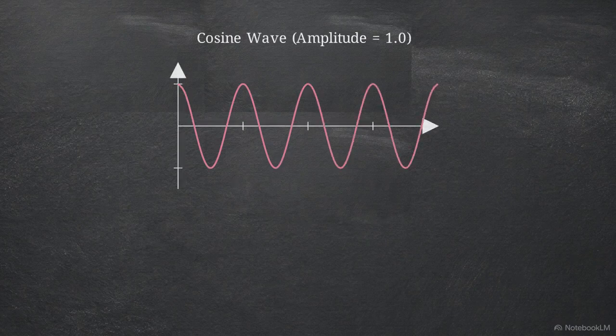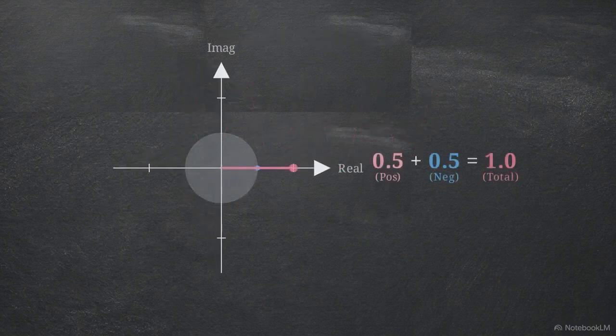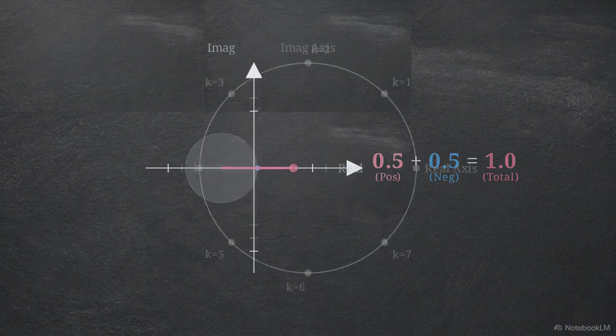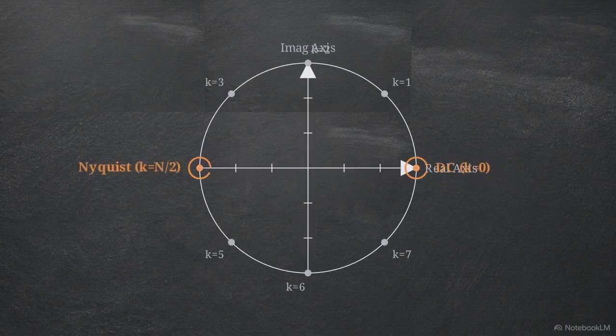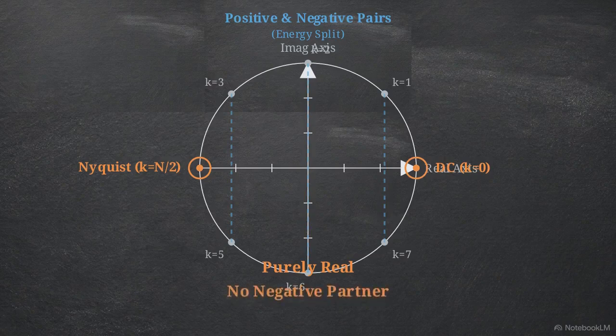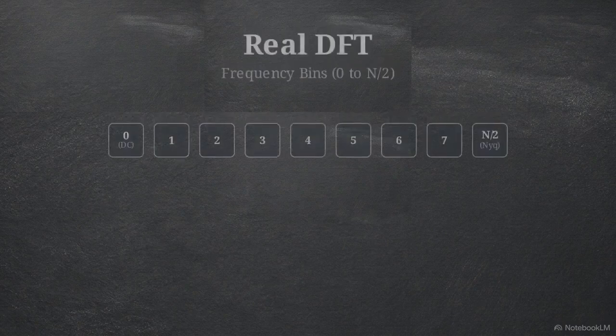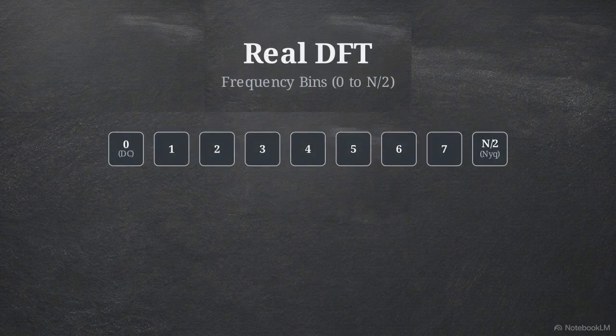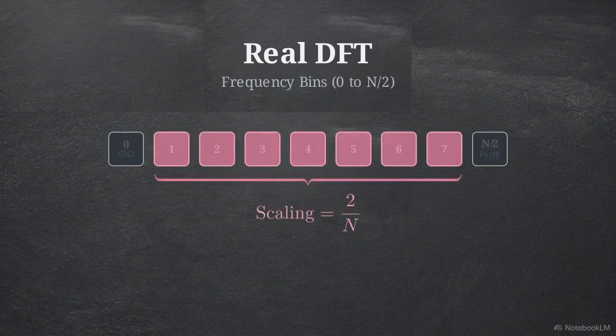This split affects how amplitude is scaled. A cosine wave with an amplitude of 1 is generated by two counter-rotating vectors, each with a length of 0.5. The energy divides equally between the positive and negative frequency pairs. The DC frequency at k equals 0 and the Nyquist frequency at k equals n/2 both break this pairing rule. Sitting on the real axis, they never rotate into the imaginary plane and have no counter-rotating negative partners. These solitary vectors force the real DFT to use exception-based scaling formulas. It must divide most bins by n/2, but switches to dividing by n for the DC and Nyquist bins.